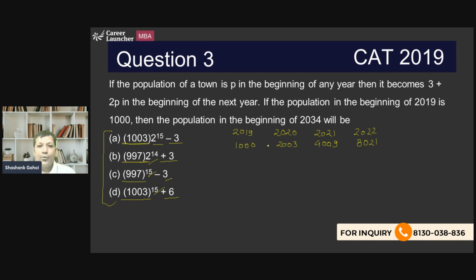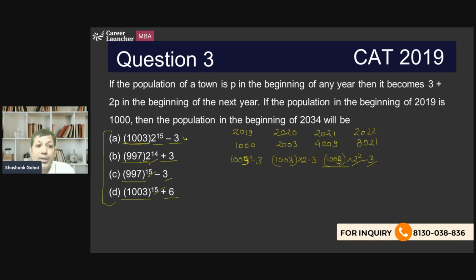So basically, what I'm going to do, I'm going to write it as 1003 minus 3. Okay, this is 1003 into 2 minus 3. Okay, this is 1003 into 2 square minus 3. I'm just figuring out the pattern. So what is the value I'm going to get? 1003 into 2 power something minus 3. Is it or is it not? So which option is giving me a similar value?